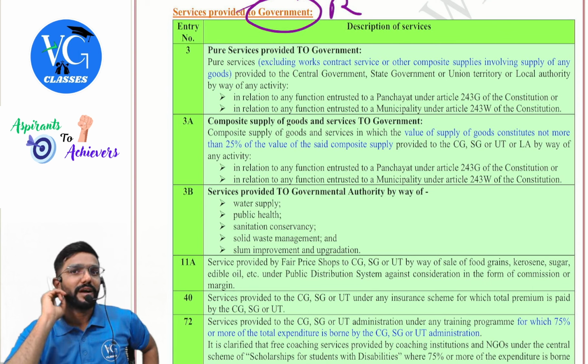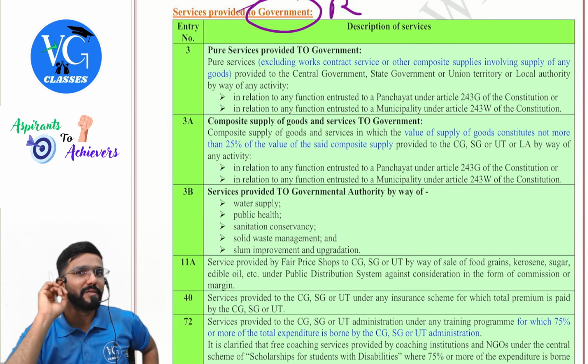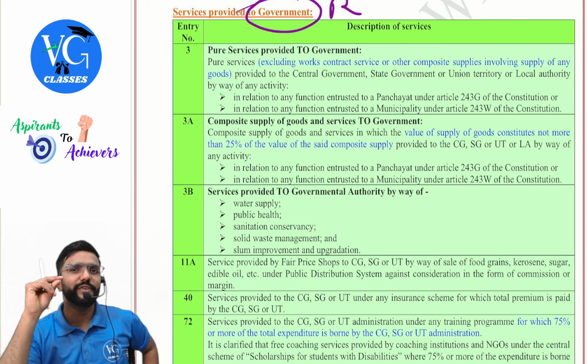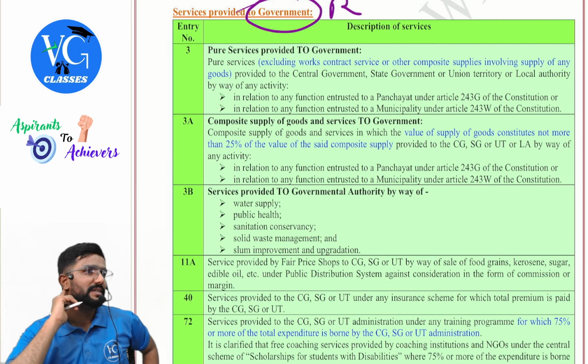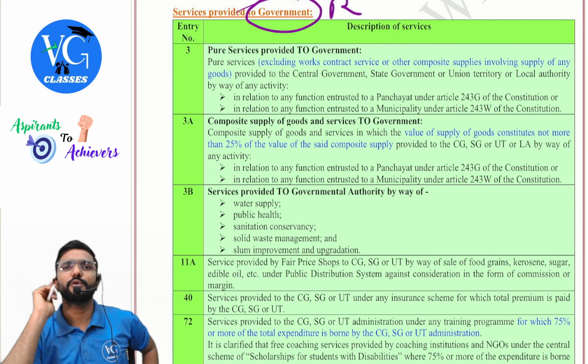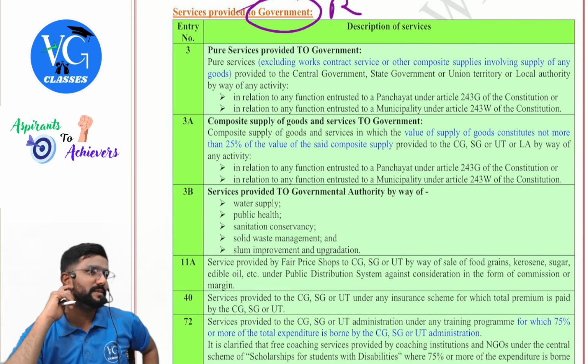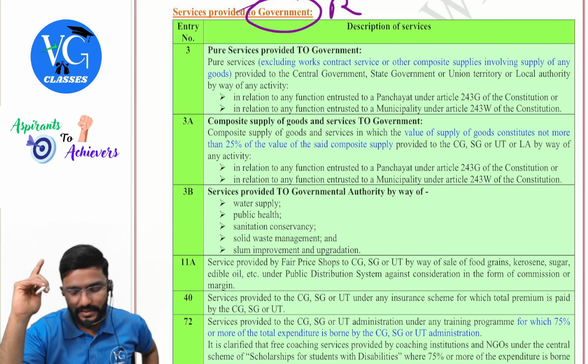I repeat. Assume goods along with services is provided for 10 lakh. Up to what amount can goods be there? 2.5 lakh. Assume for goods 3 lakh, 4 lakh, 5 lakh is charged. Entire 10 lakh is taxable. Sir, for goods only 1 lakh, 2 lakh or 2.2 lakh is charged. Entire 10 lakh is exempt.